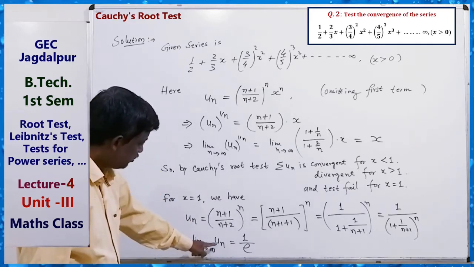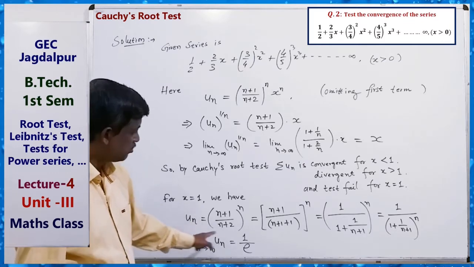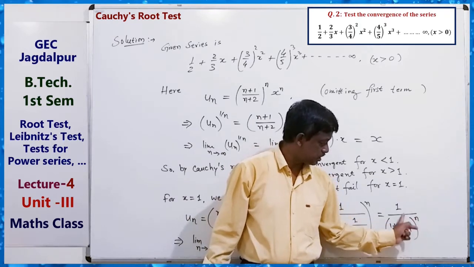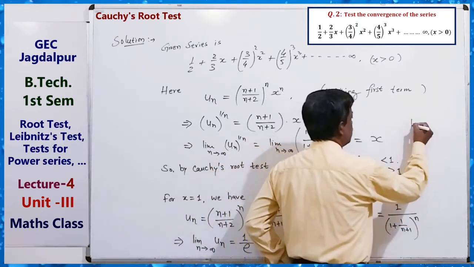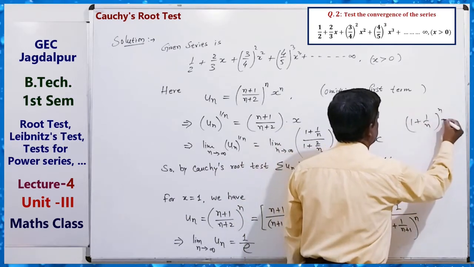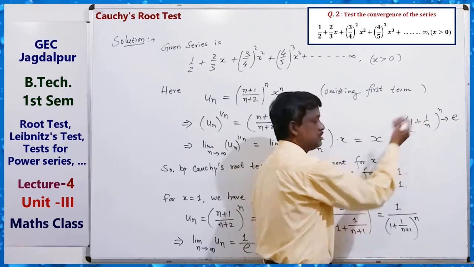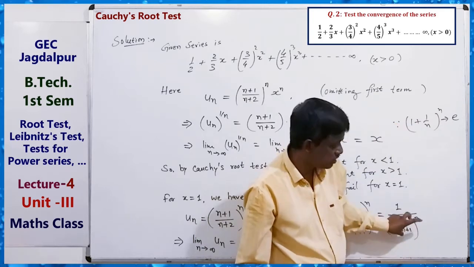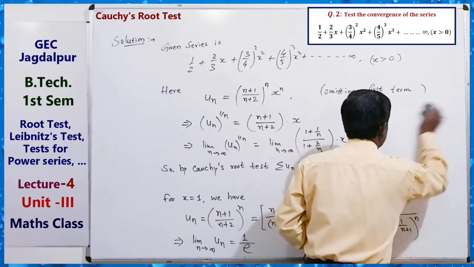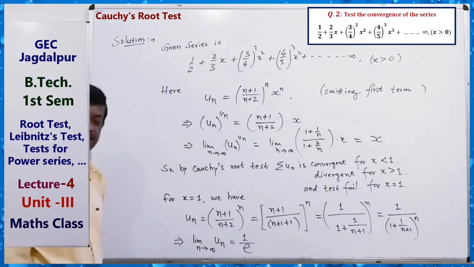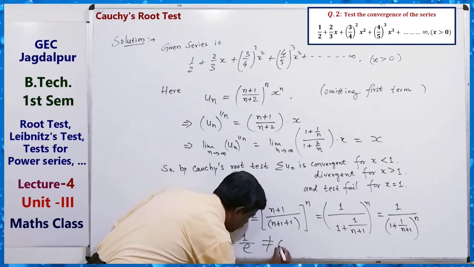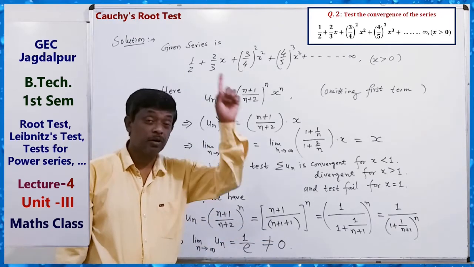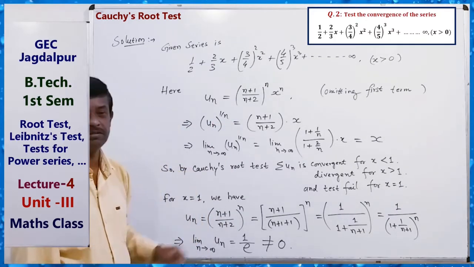Limit n tending to infinity un equals 1 by e, because un equals this, and here n tending to infinity means this total is tending to 0. So we know the formula: 1 plus 1 by n power n tends to e. So this is the formula. So equals e, so the value is 1 by e. This is not equal to 0. So un is not tending to 0. That is why, by Cauchy's fundamental test for divergence, the series is divergent.